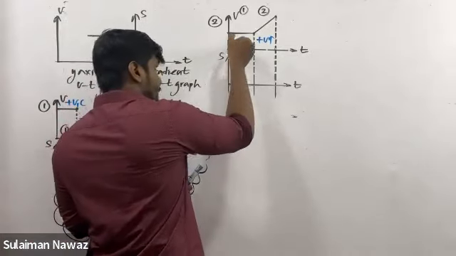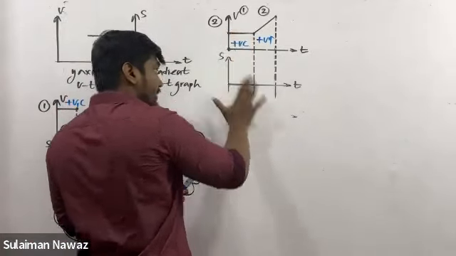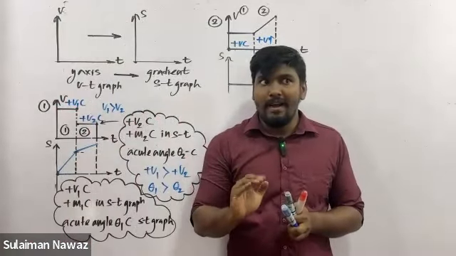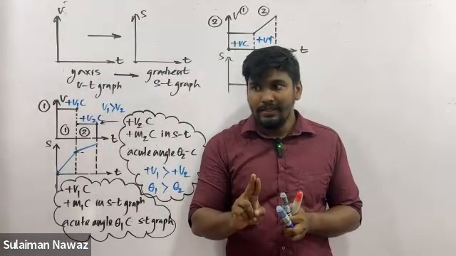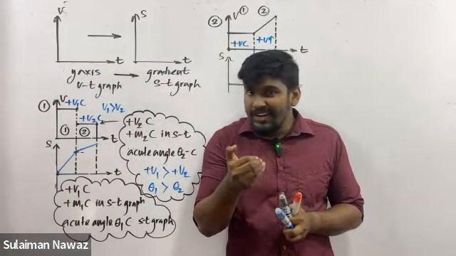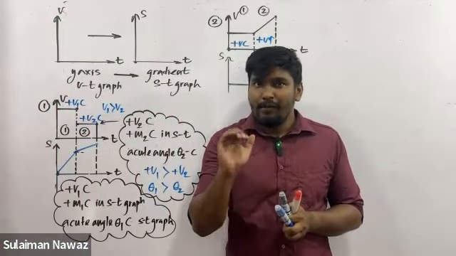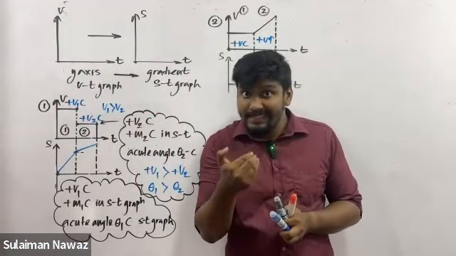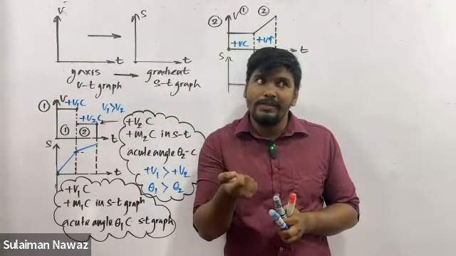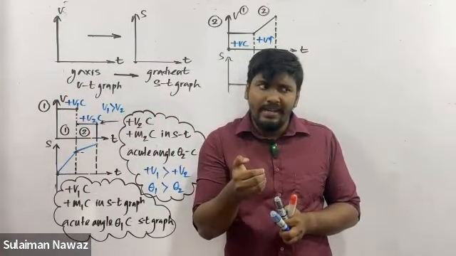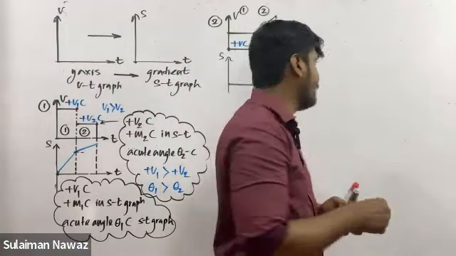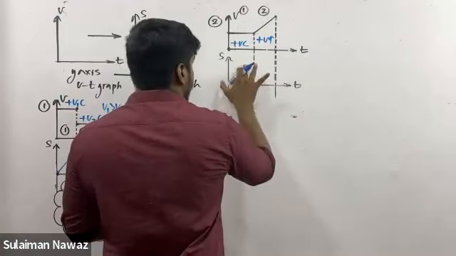Then how do you represent positive velocity constant in ST graph? In ST graph, gradient is velocity. Positive velocity constant means positive gradient constant. Positive gradient constant means acute angle constant. Now here I can say that acute angle constant.